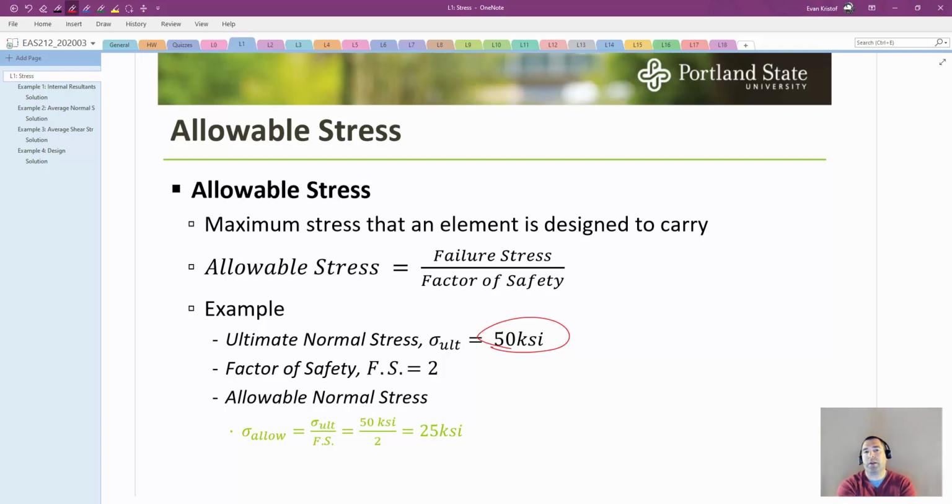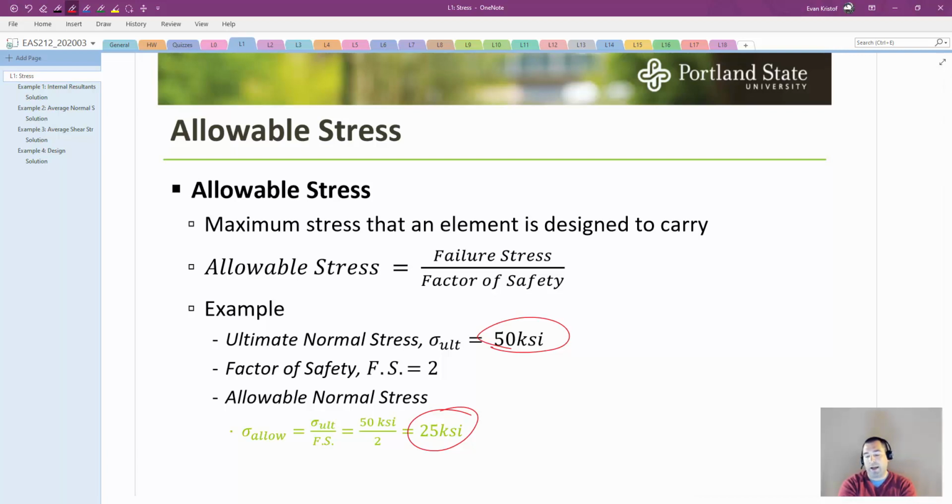And so one way to deal with this, and there are many ways to do it, is that we'll incorporate a factor of safety that basically says we're not going to design this structure to go all the way to the failure stress of the material. We're instead going to take the failure stress, divide it by a factor of safety. That will give us an allowable stress that we will then limit our design to. So if we have a 50 KSI failure stress and a factor of safety of 2, then our allowable stress is 25 KSI, and that's the maximum stress that we would allow our designs to go to.